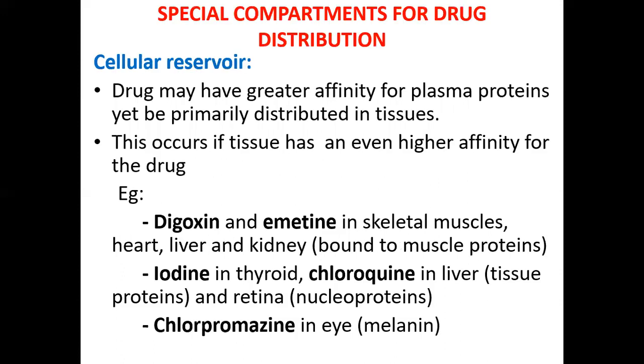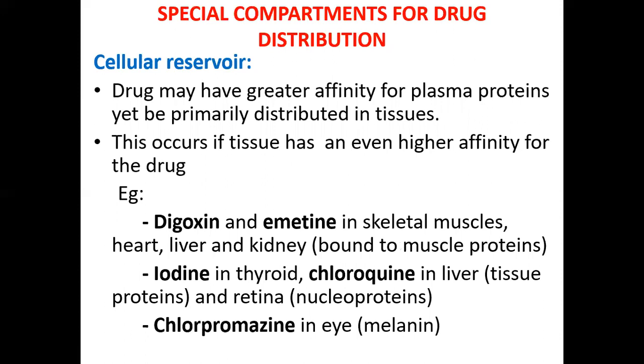So let's see special compartments for drug distribution. We have the cellular reservoir, fat as a reservoir, the transcellular reservoir, bones and connective tissue reservoirs, and then plasma protein binding as a drug reservoir. Let's discuss in detail the cellular reservoir.